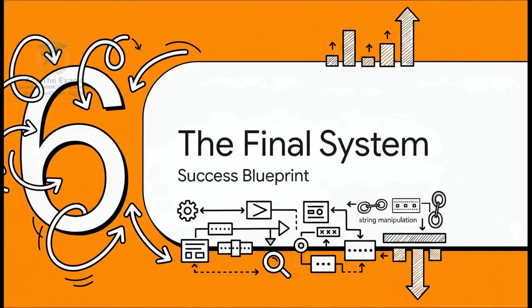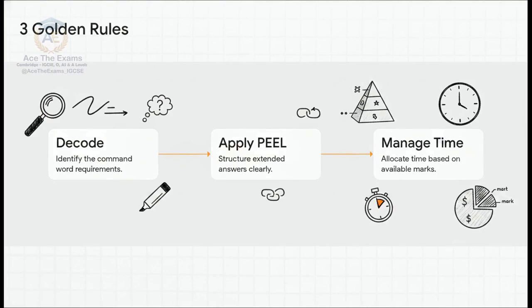Section 6. The final system. Let's consolidate everything we've learned into your ultimate computer science success blueprint. Okay, here it is, the definitive answering system. The 3 golden rules. Rule 1. Command word decoding. Always start by identifying if the question is asking you to state, describe, explain, or evaluate. This one word dictates your entire approach.